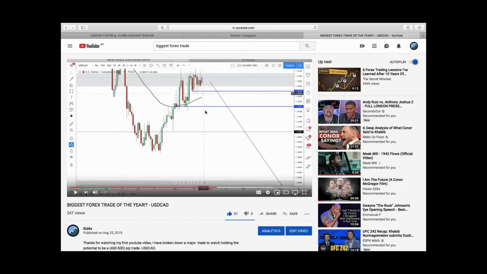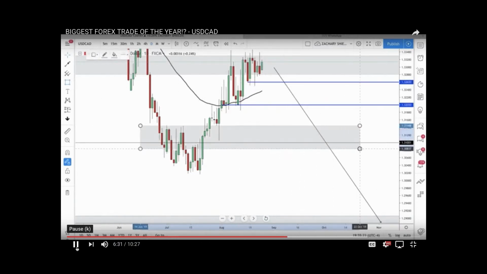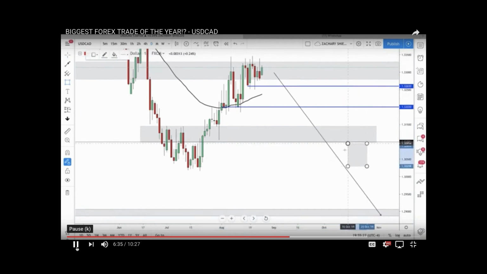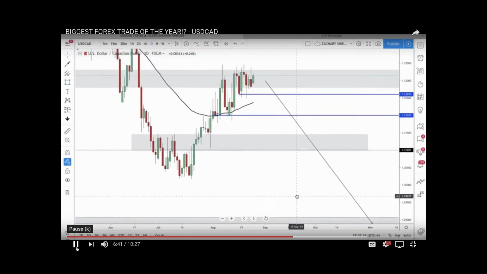We spoke about it in the video titled Biggest Forex Trade of the Year. So let's look at what we have here. As you can see, we have a down move, a short call to 1.29, and let's recall what was said. We can definitely see 1.32 on the cards, and then after that, anywhere in this gray region as a next target. And if we can make it past 1.31, then we can start to look to scale in more and more to take it down to 1.29.